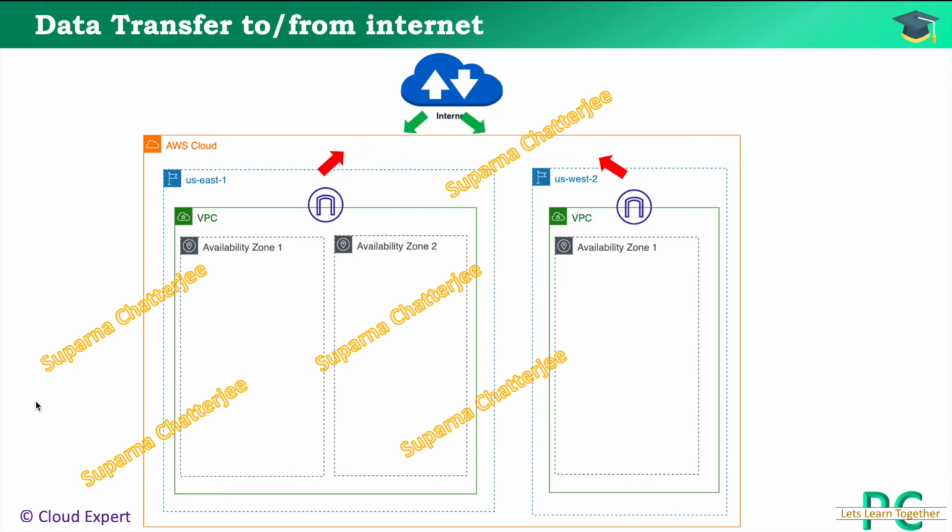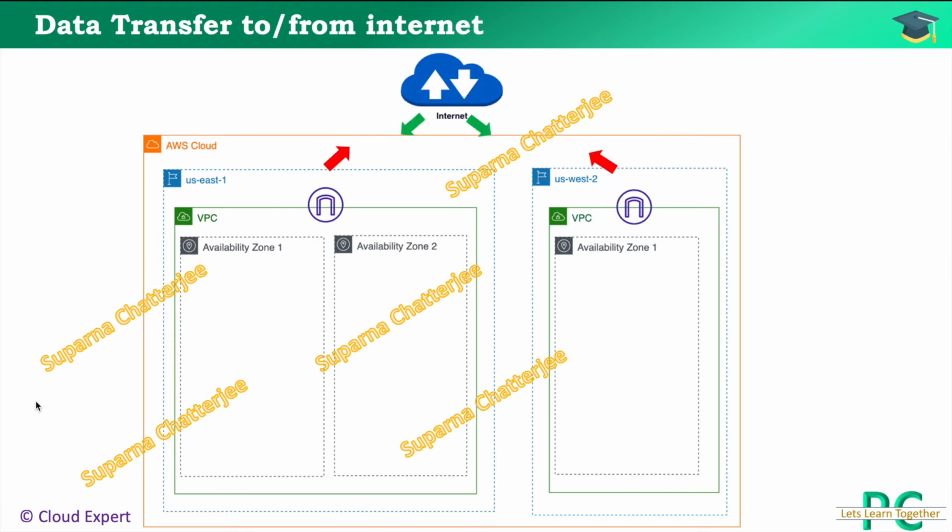If you are generating the data inside the AWS cloud, maybe you are storing the data in an S3 bucket, or maybe you are creating the data in an EC2 instance, and you are transferring the data out of the AWS cloud to the internet. You can take it to your on-premise data center or to another cloud provider. This path is called egress traffic.